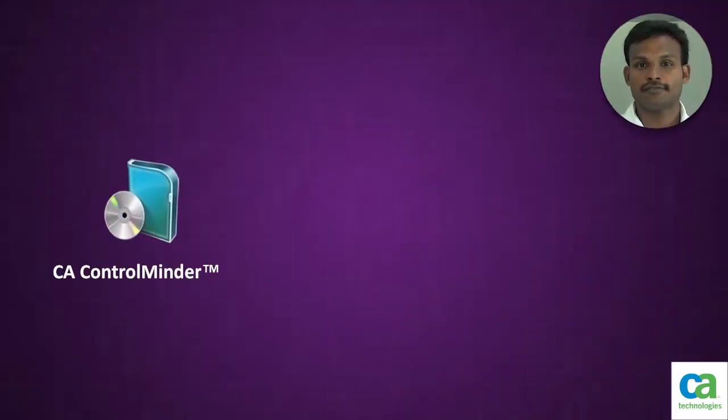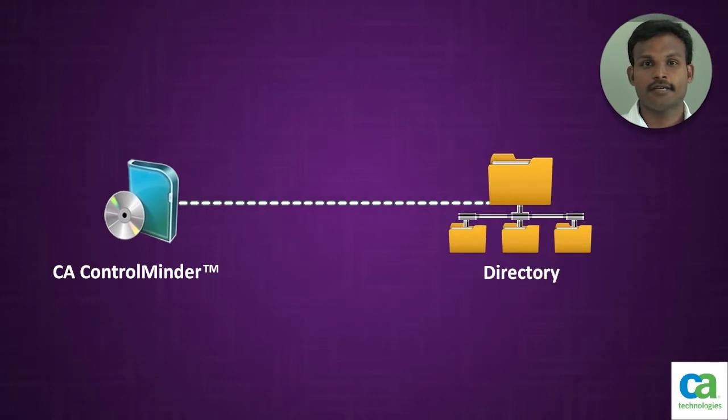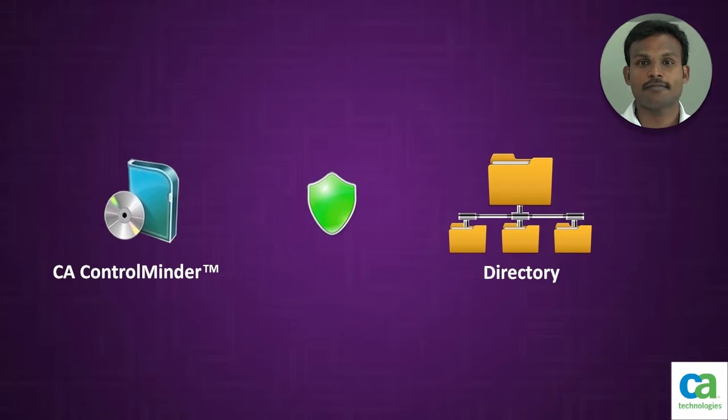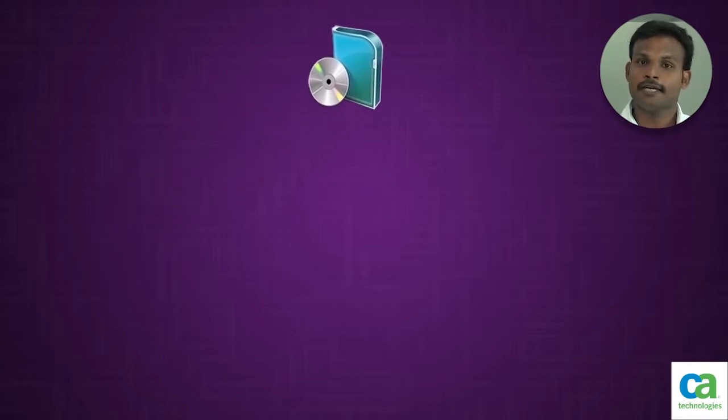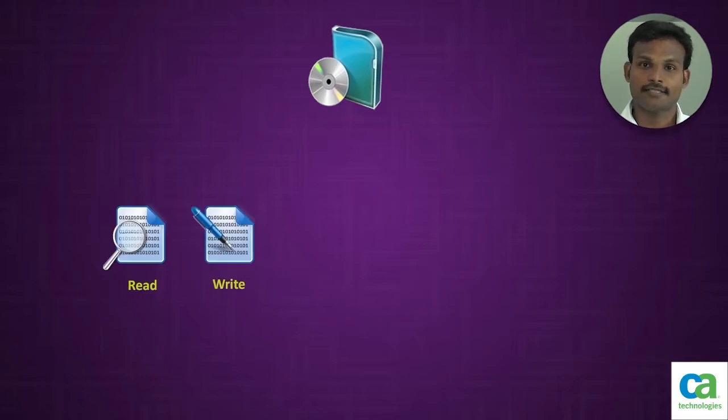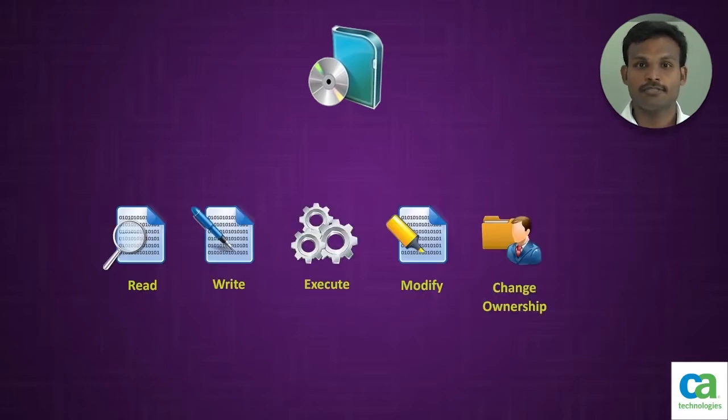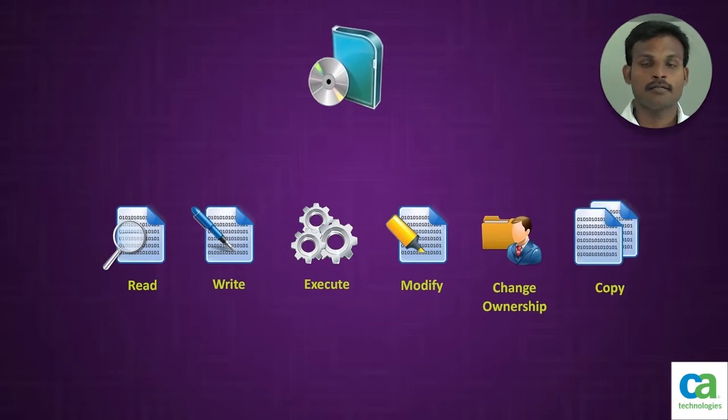CA ControlMinder offers fine-grained access controls when protecting a specific file or a specific directory. These fine-grained access controls are extensive enough to prevent any vulnerability that could possibly happen on this file or directory. To list out the kind of controls that CA ControlMinder offers here, it prevents read, write, execute, modify, change ownership, copy. These are the access controls that ControlMinder can give over a file or a directory.